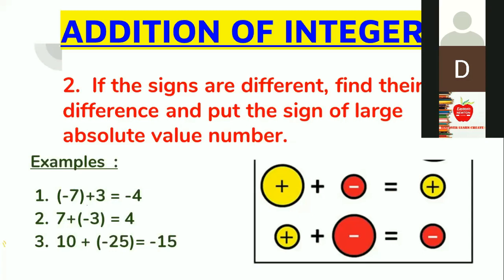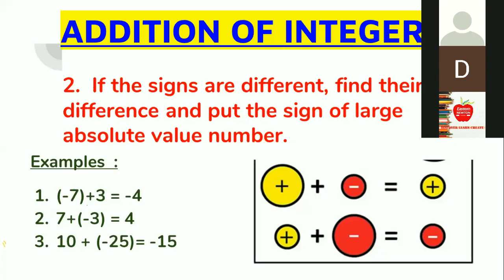Look at the first example. In -7 and 3, obviously you know -7 is the smaller number and 3 is the larger number. But you have to think about the absolute value. That means you only look at the digit, not the sign. 7 is greater and 3 is smaller. So the smaller number has to be subtracted from the larger number. You subtract 7 minus 3, you will get 4. Then after getting the answer, think about the sign. What is the sign? Negative. So you put negative.